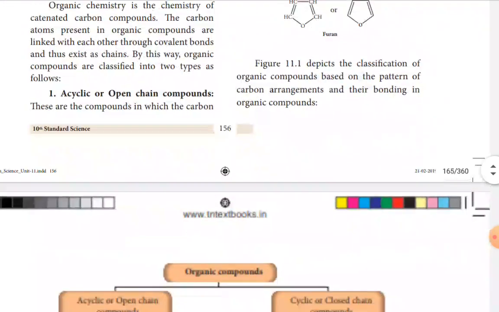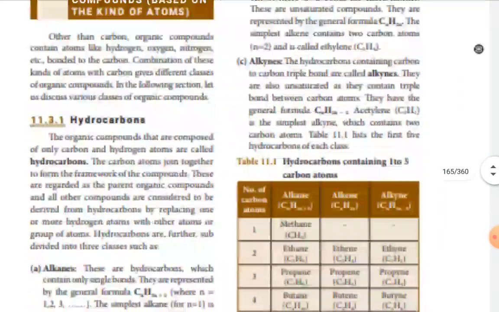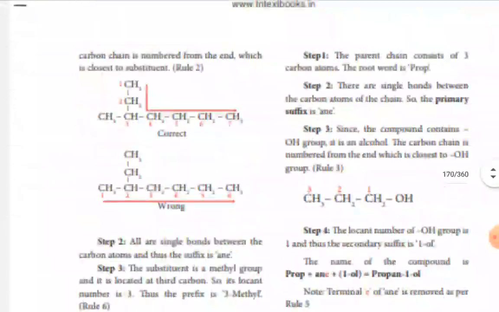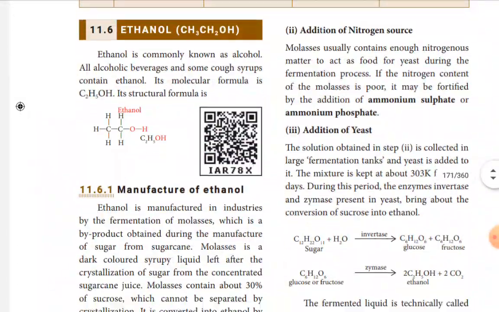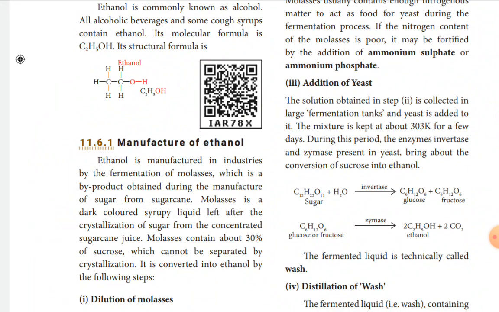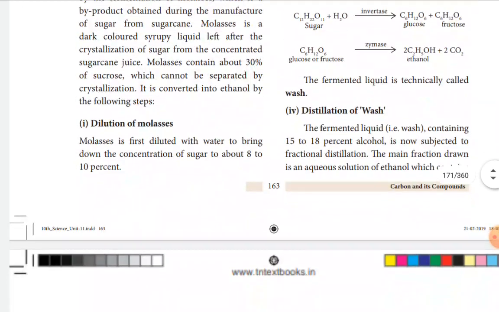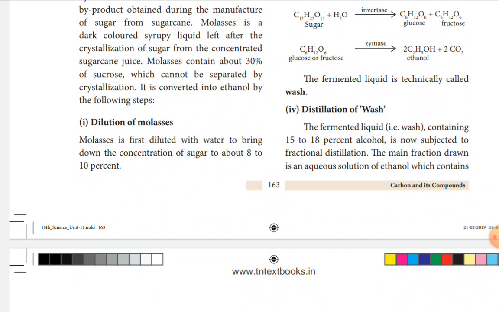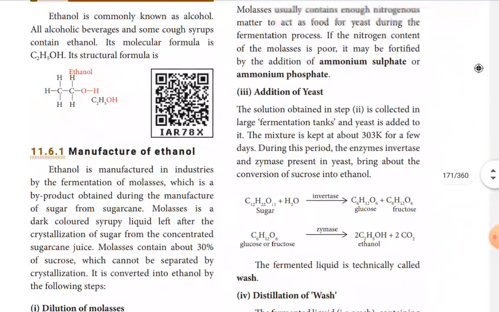Then here also important detail is there. How is ethanol manufactured from sugar molasses? 11.6.1, the manufacture of ethanol. Sugar molasses is a dark colored syrupy liquid left after the crystallization of sugar from the concentrated sugar cane juice. In the first step it is diluted using excess water, which will reduce the sugar content to 8 to 10%.